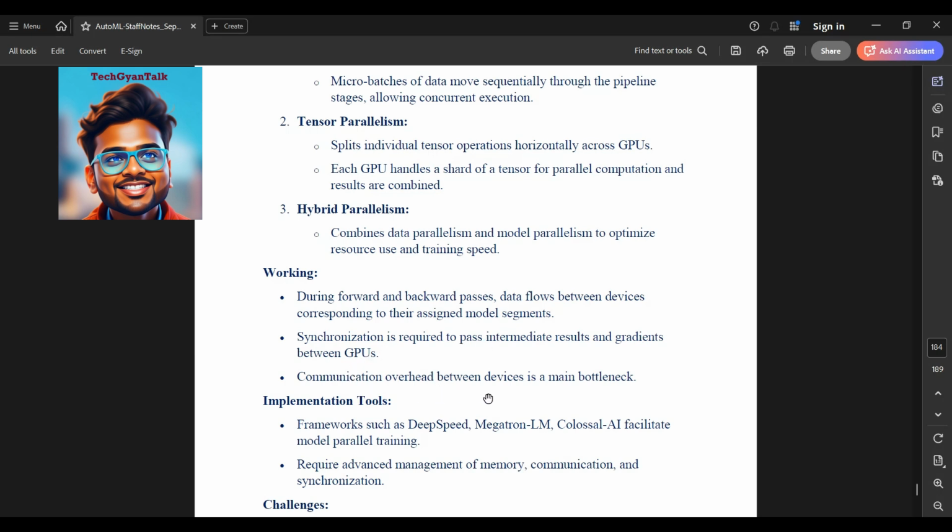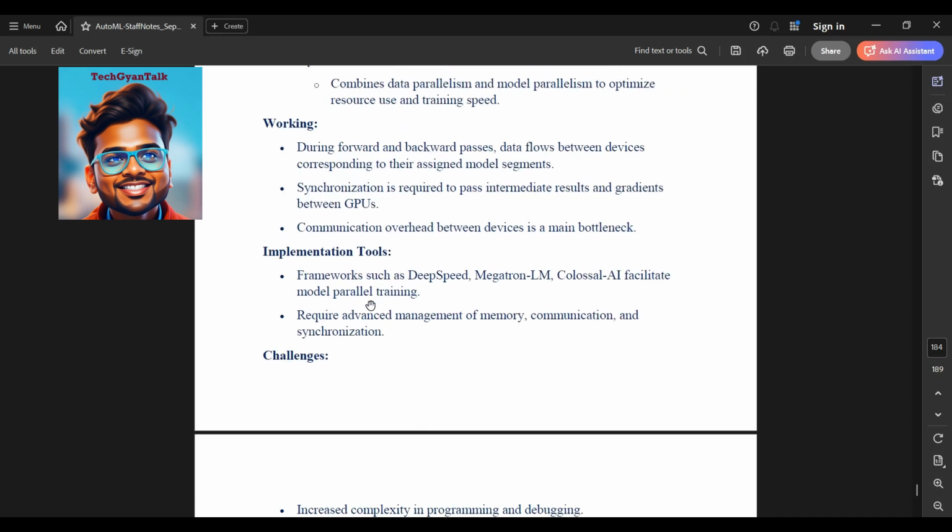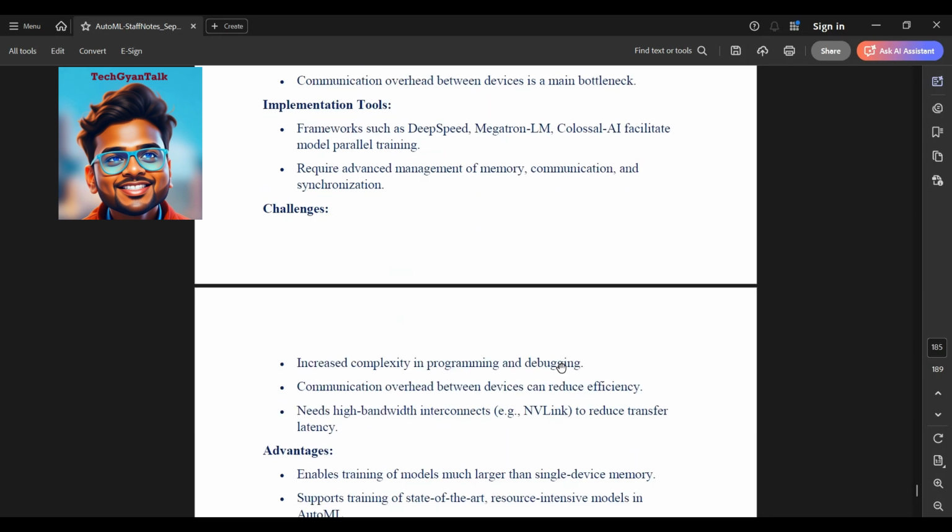Communication overhead between devices is a main bottleneck, and implementation tools like frameworks such as DeepSpeed, Megatron-LM, and Colossal-AI facilitate model parallel training and require advanced management of memory, communication, and synchronization. And this is one important thing while implementing model parallelism.